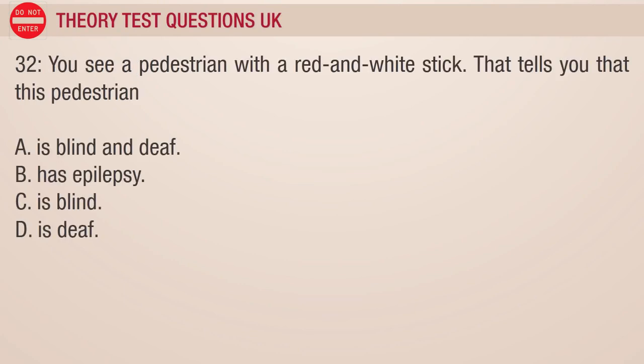Question 32. You see a pedestrian with a red and white stick. That tells you that this pedestrian A. is blind and deaf. B. has epilepsy. C. is blind. D. is deaf.